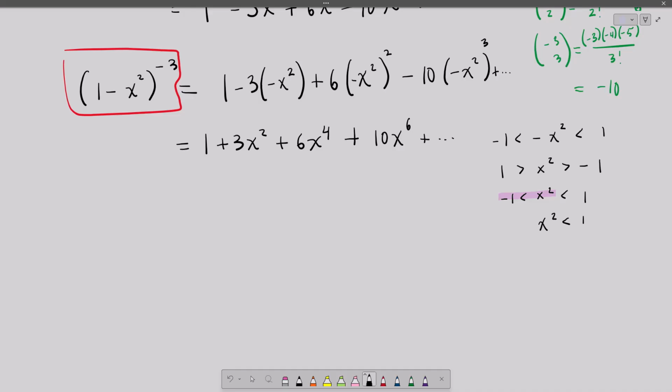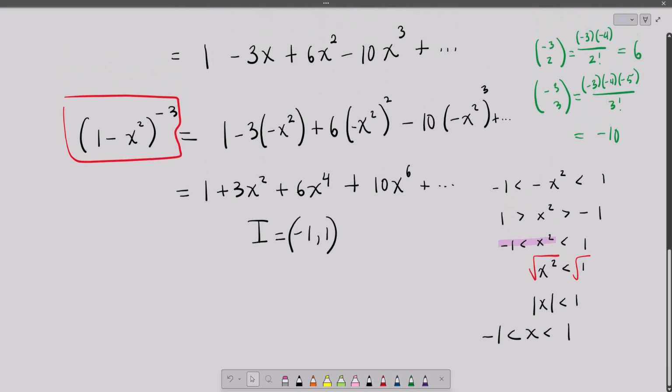And then you can take the square root. Both sides are non-negative, so you can take the square root. The square root of x squared is absolute x. And lo and behold, we actually end up with the exact same interval of convergence. So we didn't gain any convergence at endpoints like sometimes happens. So we end up with the exact same interval of convergence. All right, let's stop there.